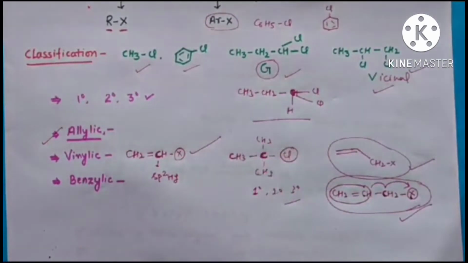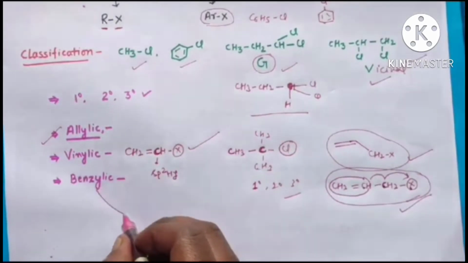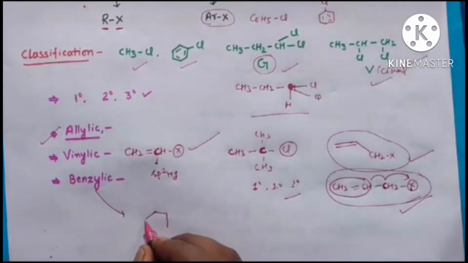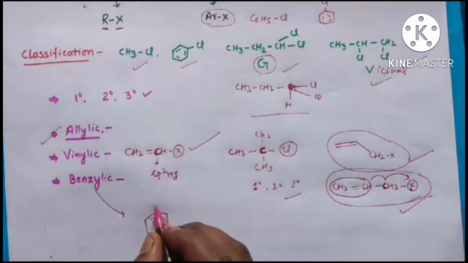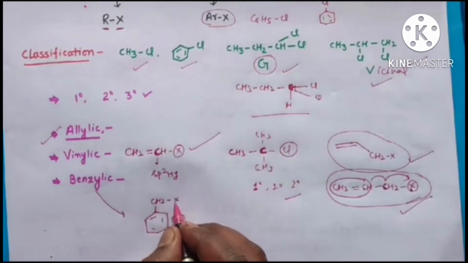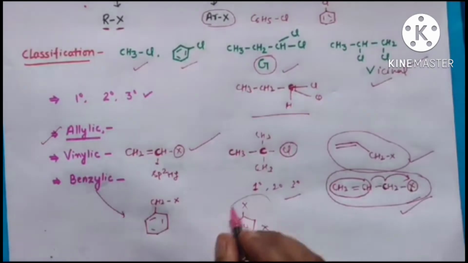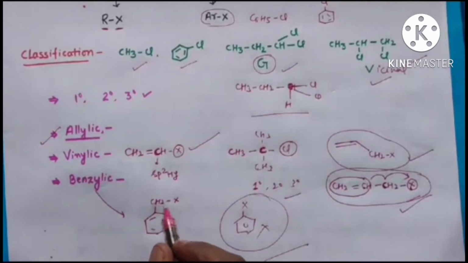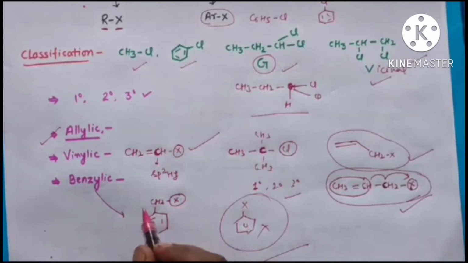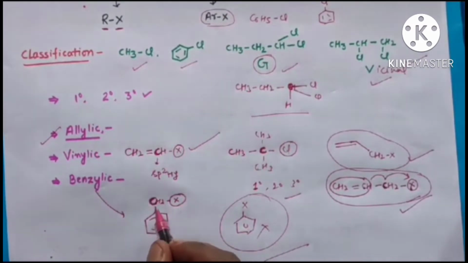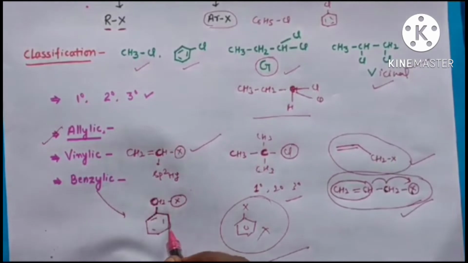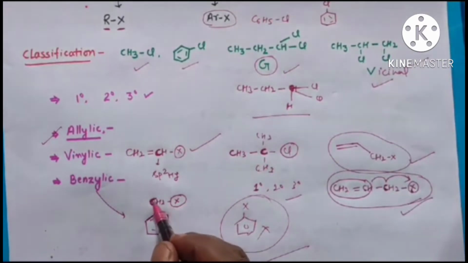And similarly, what is benzylic, student? Benzylic means this is the benzene ring, and in this benzene ring, suppose this is CH2X. Not directly on the ring, this is not a benzylic halide, this is a haloarene. Now, if the halogen atom is directly attached to that carbon which is attached to the ring, तो जो halogen है वो जिस कार्बन से अटैच हो वो रिंग से अटैच हो, so this is known as benzylic.